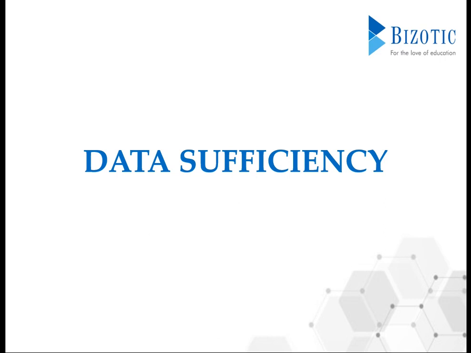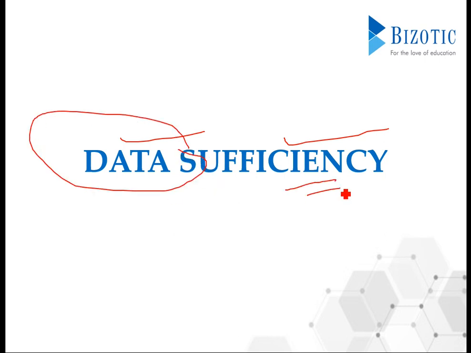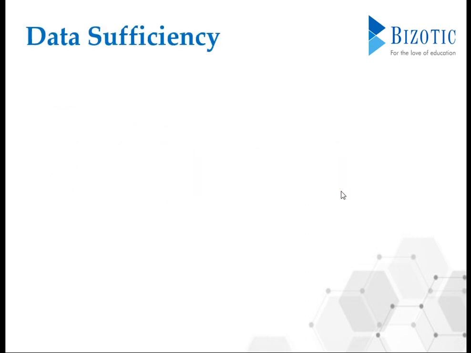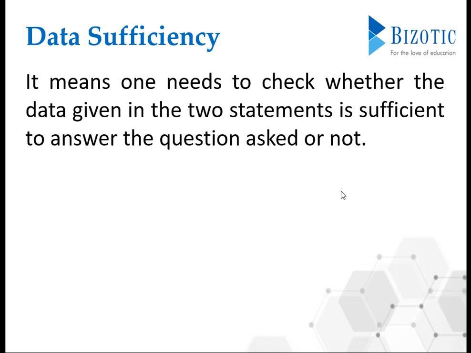So anyways, let me tell you what this data sufficiency is all about. As the topic itself says, look at the words sufficient and data. Whether the given content, statement or argument is sufficient, whether the given data is sufficient to solve the problem. That's all you are supposed to do. It means in the data sufficiency section, one needs to check whether the data given in the two statements is sufficient to answer the question asked or not. If it's not sufficient, definitely you have other options, and if it's sufficient, you have to select the right one.